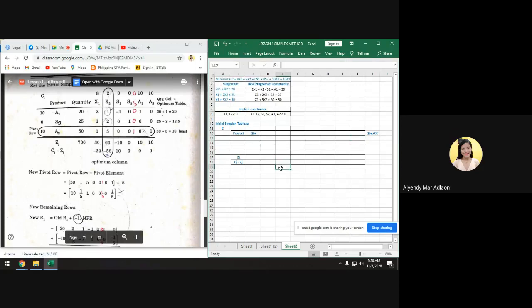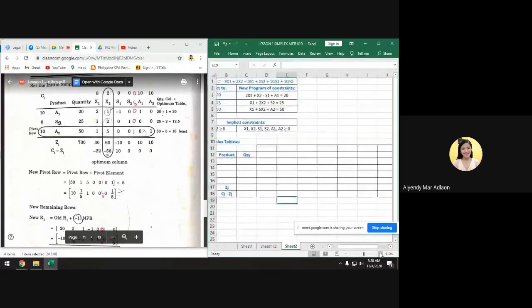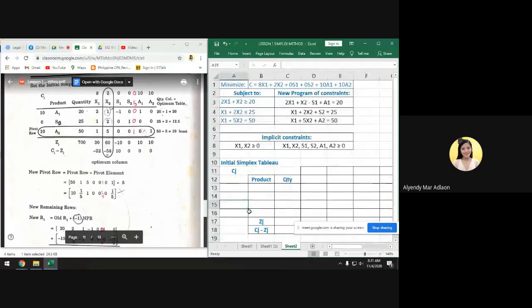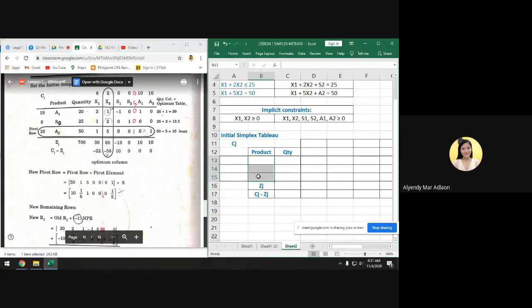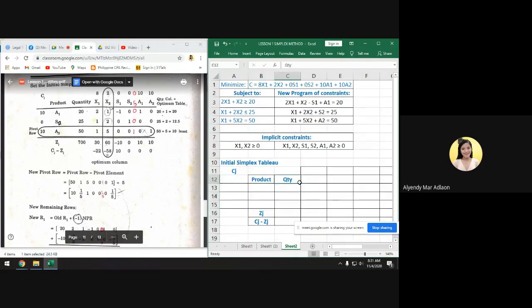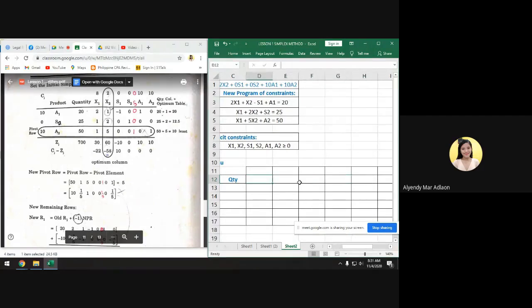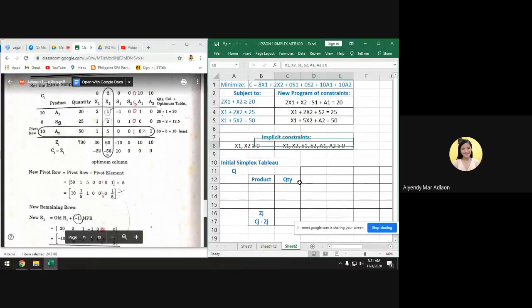Okay, so this is now our initial simplex tableau. So to start with, of course, kopyahon nato kung unsa ang nasa new program of constraints. Okay, so as I've said, class, since tulura man naka-constraint, then we only have here the big three. Okay, the big three. Now let us first copy the variables. So as you can see, naman tayo variables nga, x sub 1, x sub 2, S1, S2, A sub 1, and A sub 2.